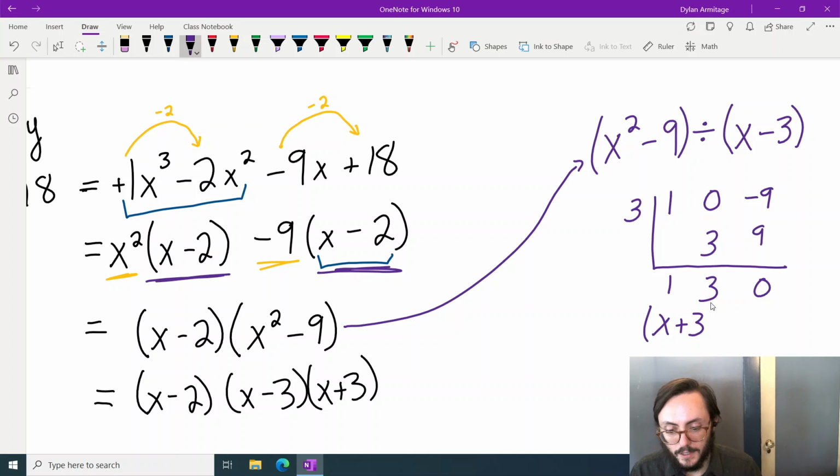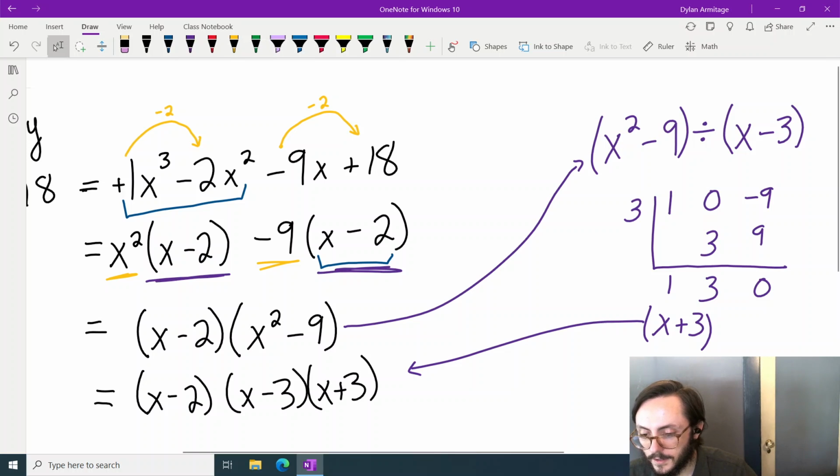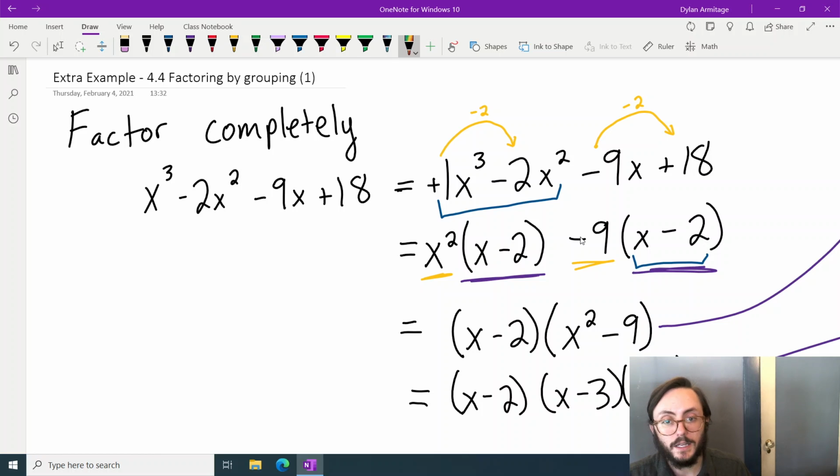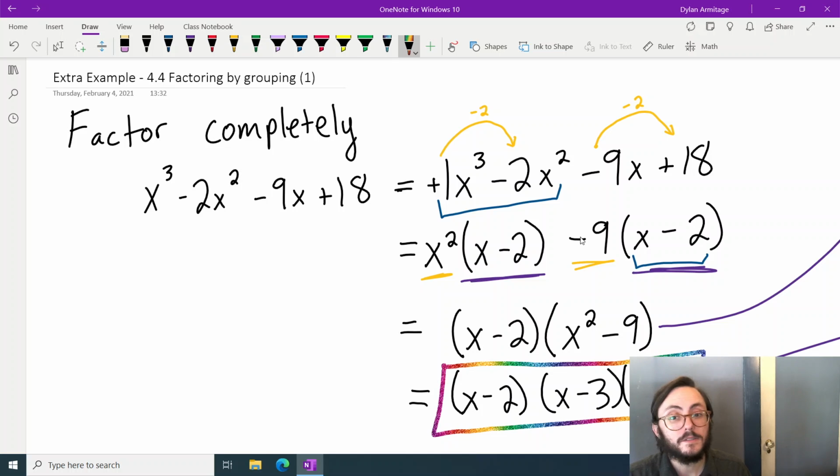So then we take this one back. There we go. X cubed minus 2x squared minus 9x plus 18 equals x minus 2 times x minus 3 times x plus 3.